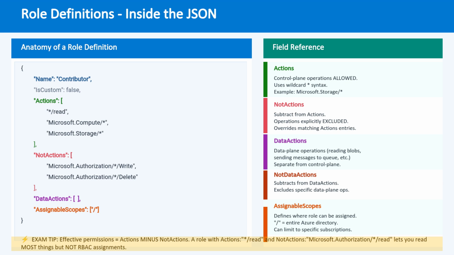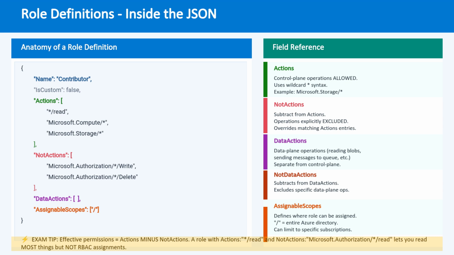Now let us consider the data actions. Note, this is important. Control plane actions and data plane data actions are separate. For example, Microsoft.Storage/storageAccounts/blobServices/containers/blobs/read is a data action that lets you read blob contents. Having the contributor role on a storage account does not automatically give you access to read blob data. You need the specific storage blob data reader data action for that. This is a common exam trap.